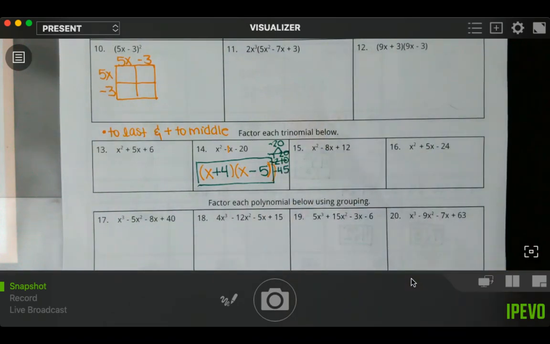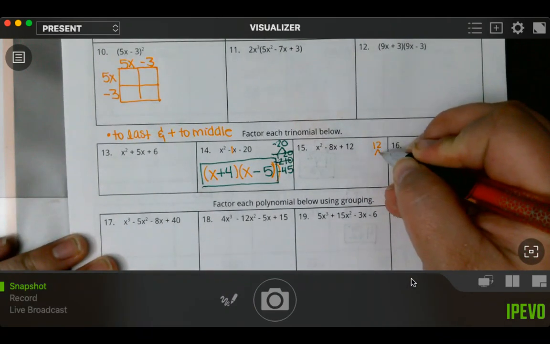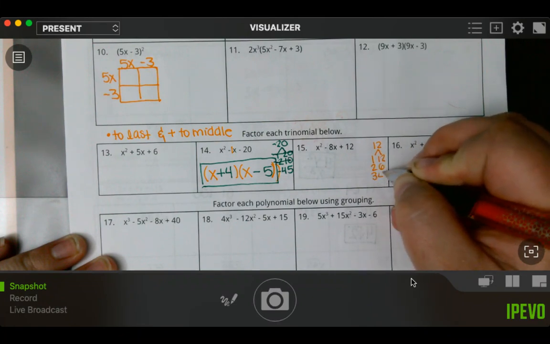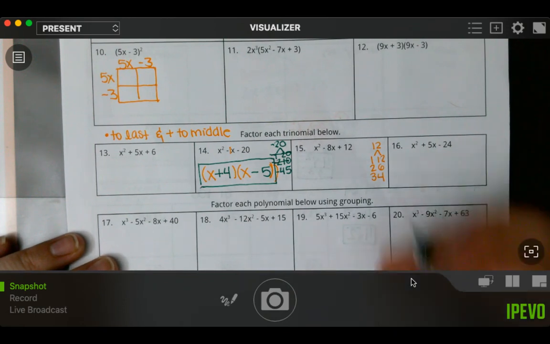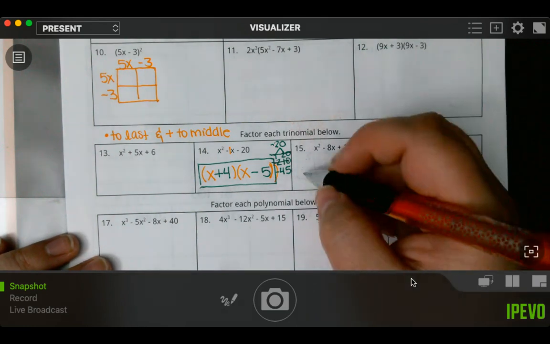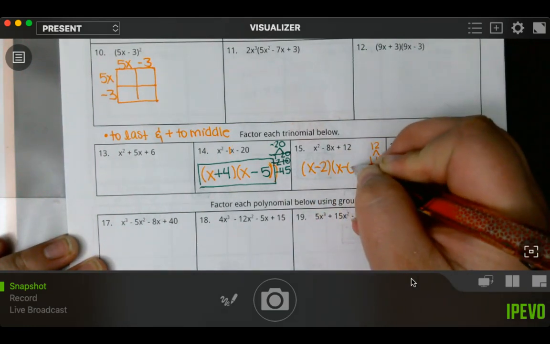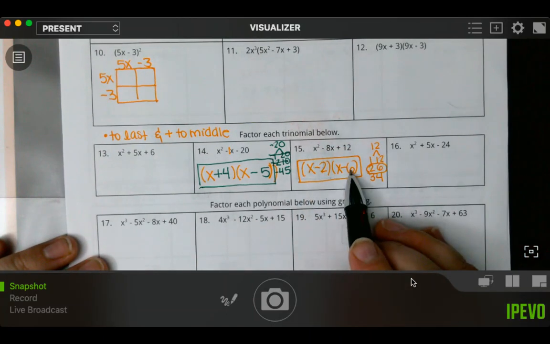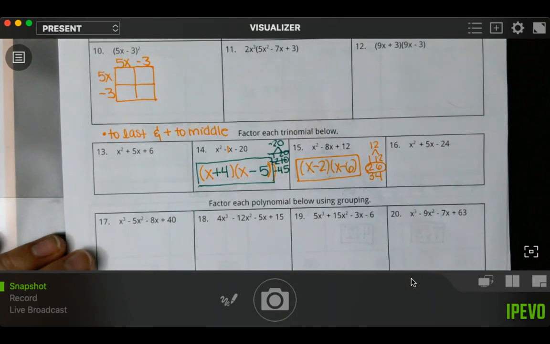Let's go over one more. Over here, I need to find 2 numbers that multiply to 12: 1 and 12, 2 and 6, or 3 and 4. And I want to pick the ones that add to negative 8. Well, that looks like it's 2 and 6, but they add to 8, not negative 8. The only way to fix that is to make them both negative. Because then, negative 2 times negative 6 is still 12. And they add to negative 8 properly.